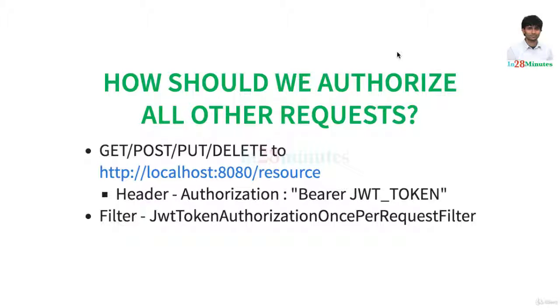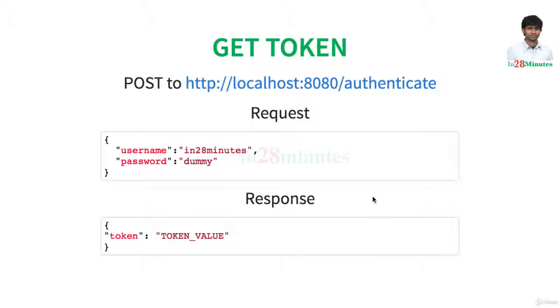And for all the other kinds of requests, let's say I want to request a resource, I would want to execute a GET request or a POST or a PUT or a DELETE. What would we need to do? We would need to send a header with the JWT token. We would need to send an authorization header with Bearer, space, the JWT token. This is what we saw in the previous step.